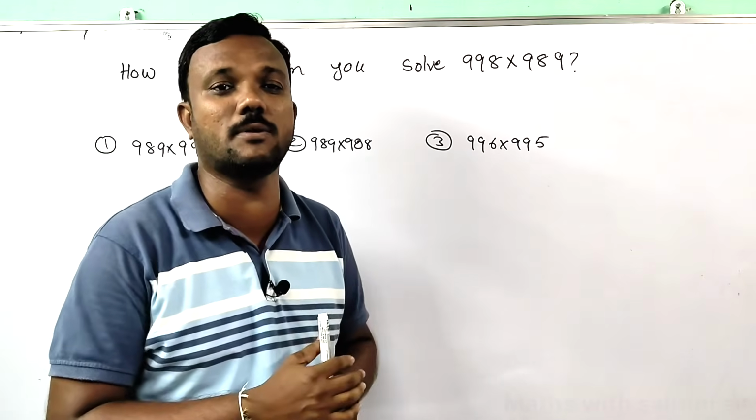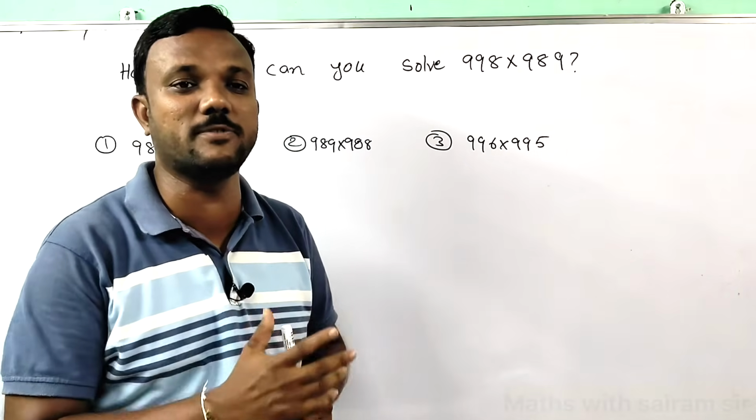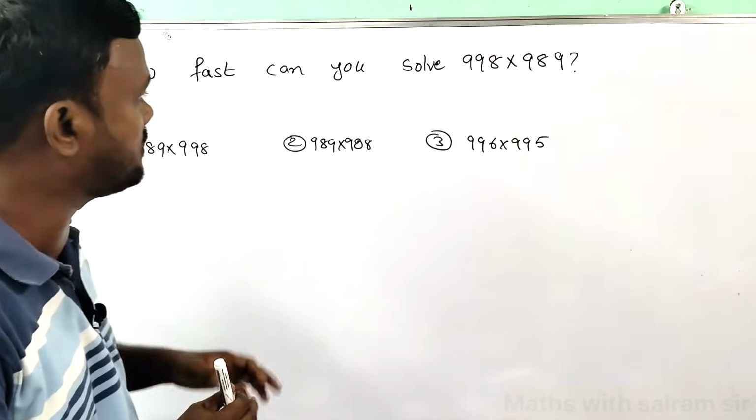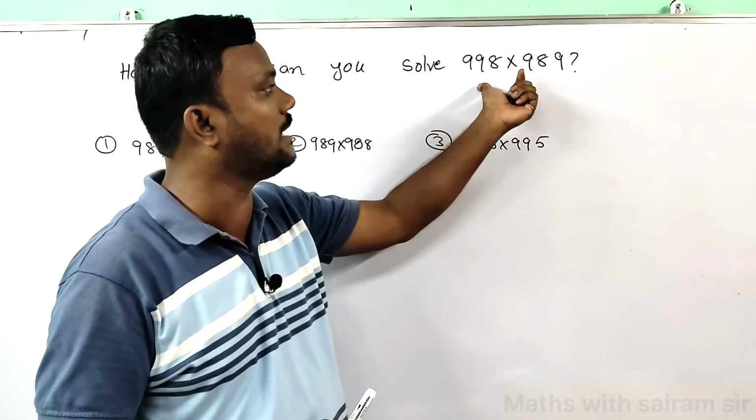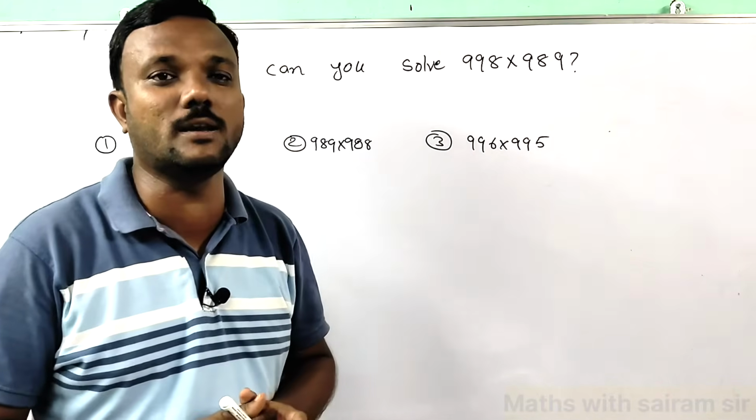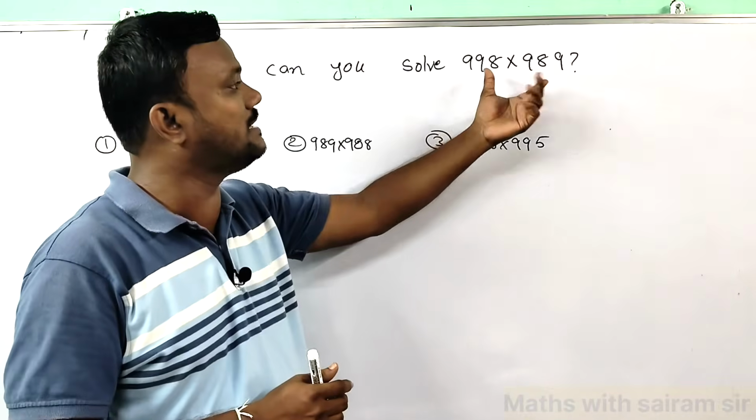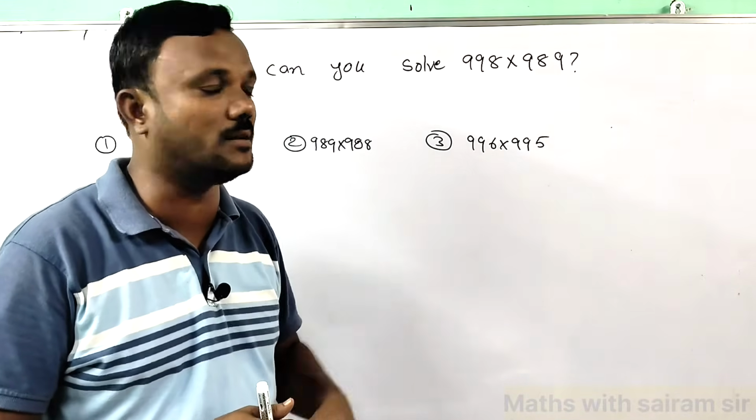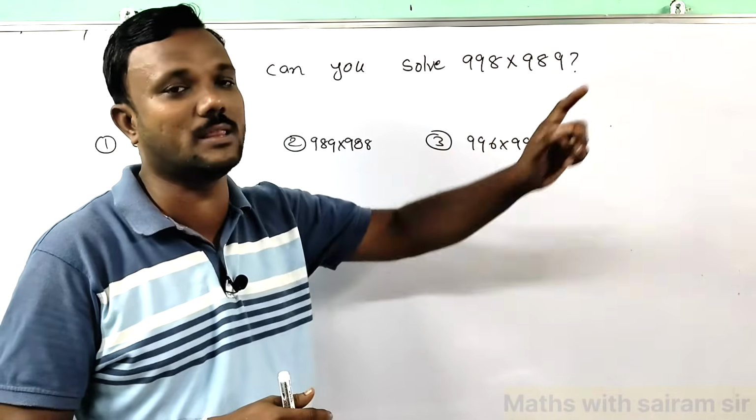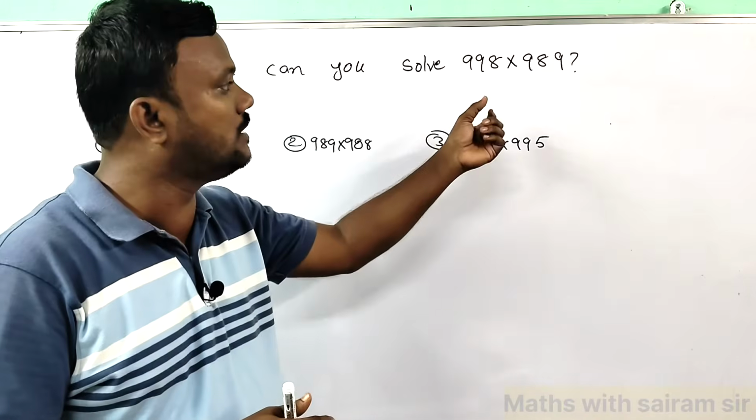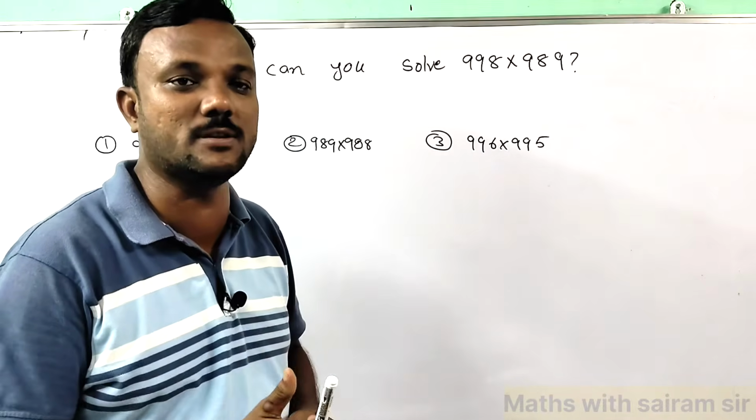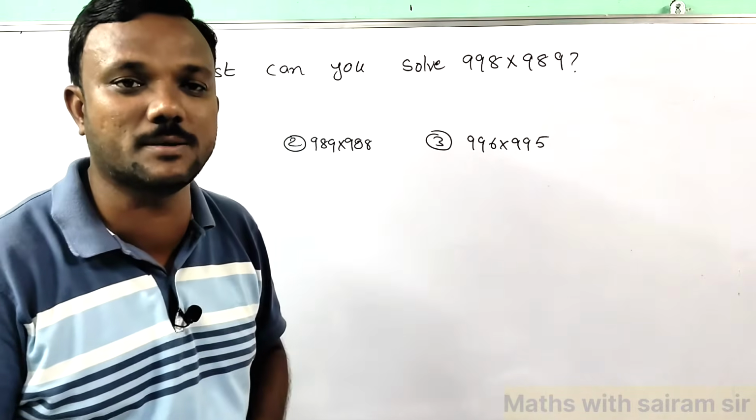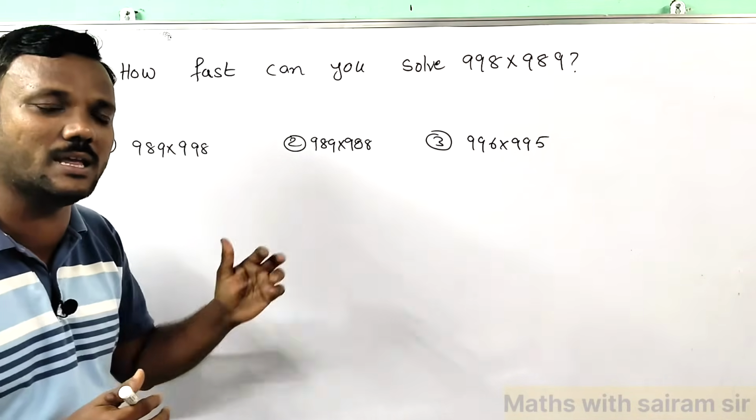Now we are going to discuss another concept which is about Vedic Maths. Let us observe the question here. How fast can you solve this, 998 into 989? If you want to solve this problem in the conventional method, it is a 3-digit number by 3-digit number. It takes a huge amount of time in the conventional method, but with the help of the concepts of Vedic Maths we can solve it very easily.